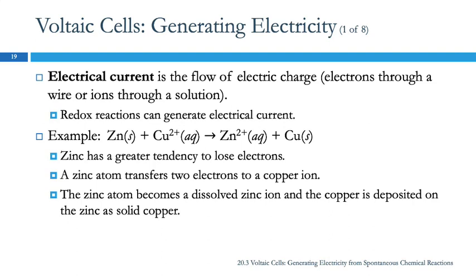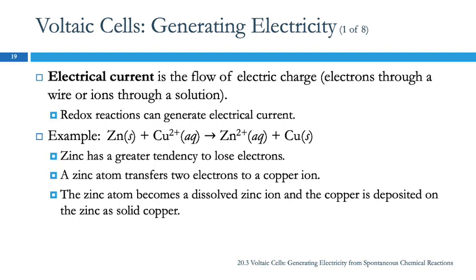So we talked about electrical current. Current is the flow of charge, electric charge, and it's the electrons that are moving. So electrons moving through a wire, or we can have ions moving through a solution. The ions are carrying electrons. So redox reactions can be used to generate electrical current.